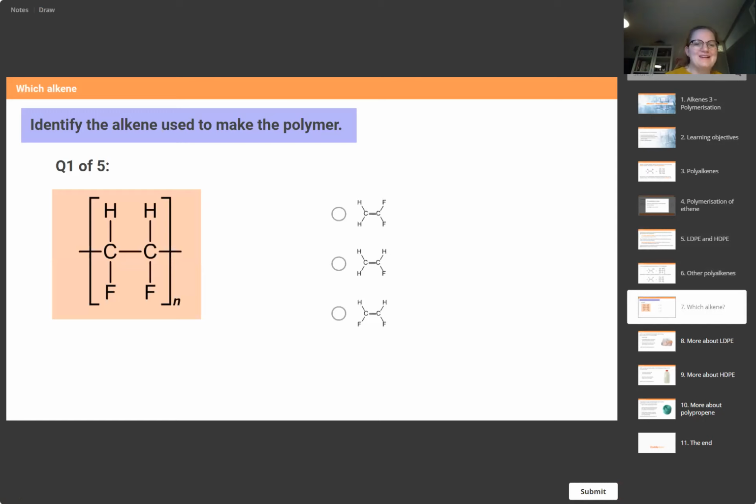So identify the alkene used to make this polymer. If we have a look at this, again, remember we never draw that carbon-carbon double bond in the polymer part here. Because that carbon-carbon double bond has broken, remember, to make that polymer chain, that pi bond has broken. So we've got fluorine and fluorine at the bottom, which is going to mean that it can't be this one because they're on different sides. Can't be this one, so it has to be that one.